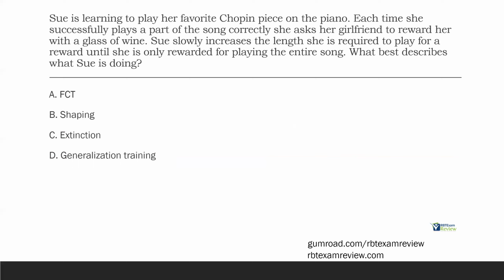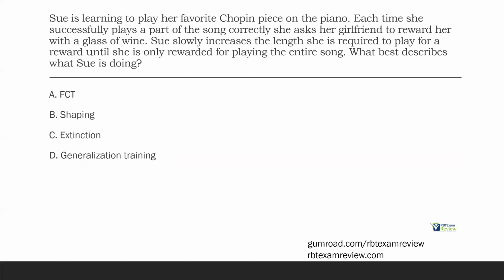All right, so what kind of intervention is Sue doing? Let's say Chopin has five parts. Sue plays the first part, is reinforced. She then says, okay, I'm only reinforced when I play part 1 and 2, and then 1, 2, 3, and then 1, 2, 3, 4, and then 1, 2, 3, 4, 5, and then only reinforced when she does the full song.